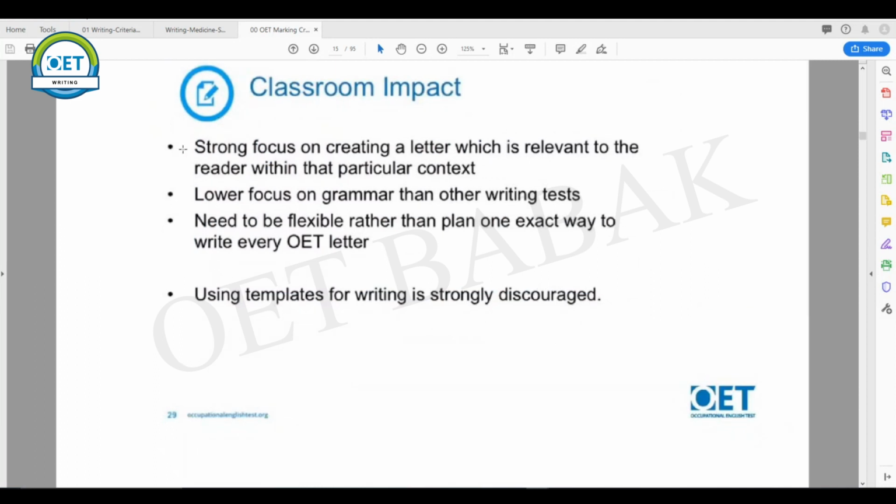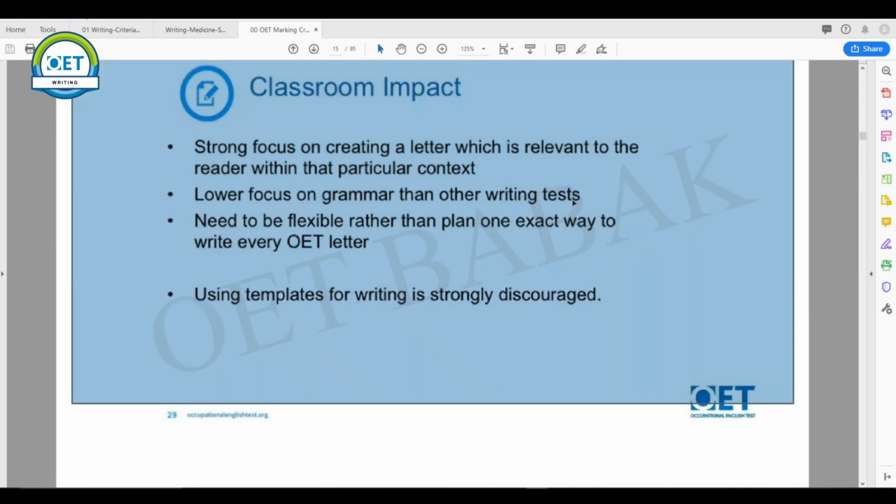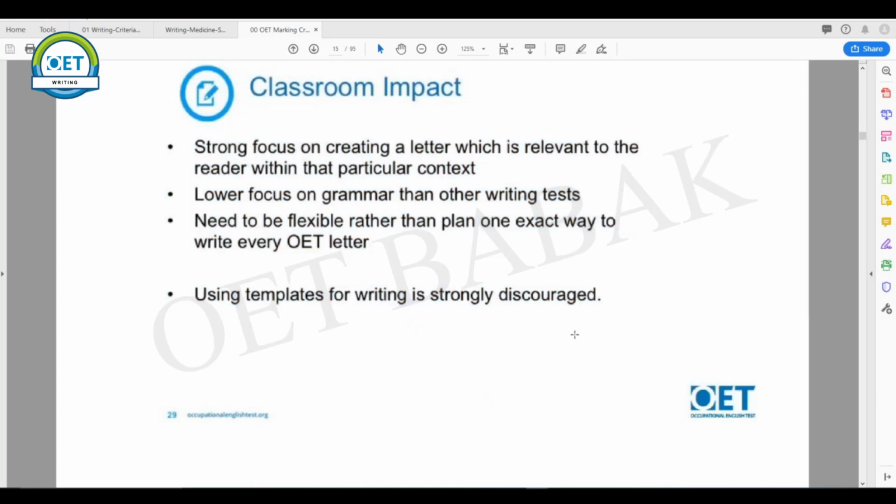These are the changes, basically the important changes. There is a strong focus on creating a letter which is relevant to the reader within that particular context. So, context, okay? Reader and context. These are the two keys. And there's lower focus on grammar than other writing tests. You need to be flexible rather than plan one exact way to write every OET letter, which is not possible. Using templates for writing is strongly discouraged, okay? And it means nearly forbidden.